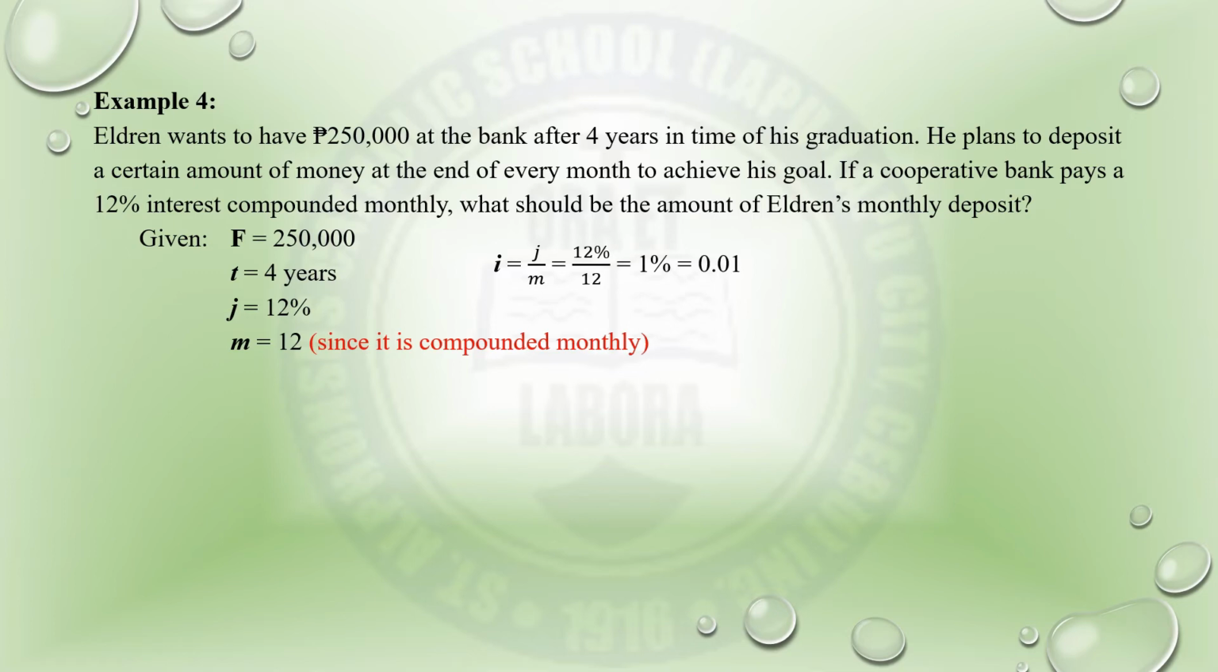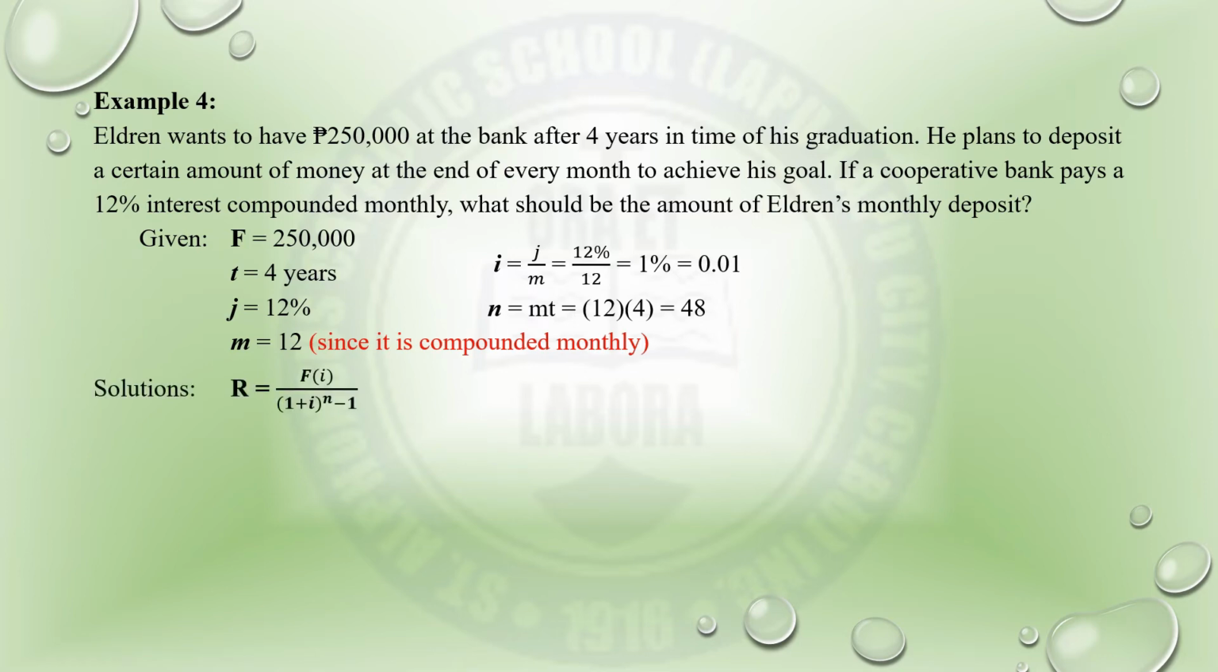So get the value of I, which is our interest rate per conversion. J over M is equal to 12% over 12, which are the values of our J and M, and the answer is 1%, or 0.01. N is considered as the total number of conversion periods. To get the value of N, we need the product of M and T: 12 times 4 is equal to 48.